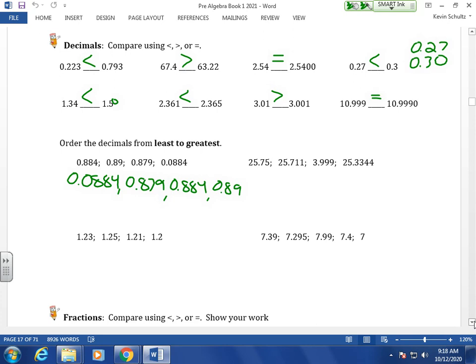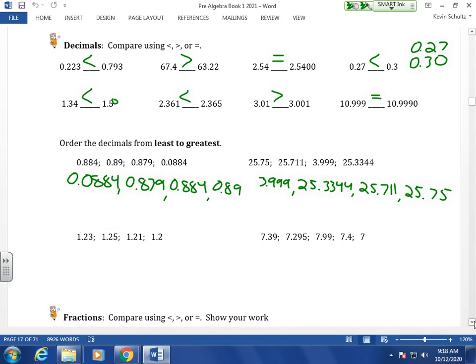Next one, 3.999 is first. Only 3 holes there, compared with 25 holes with the rest of the decimals. 25.3344 comes next, then 25.711, and finally 25.75.